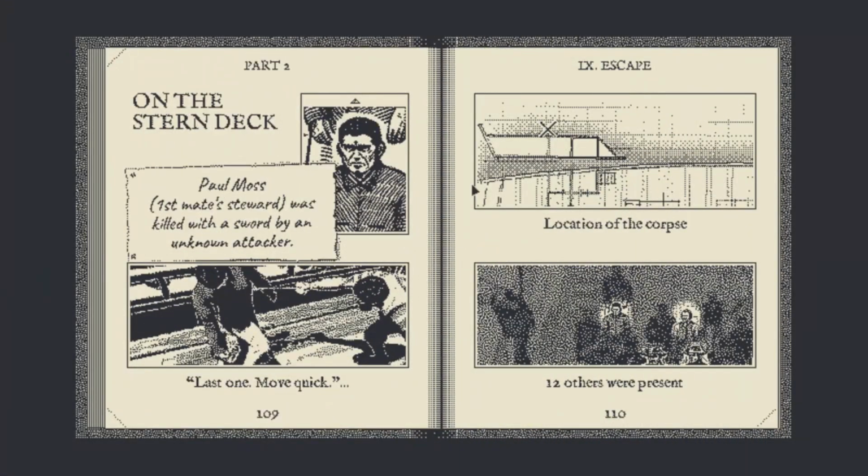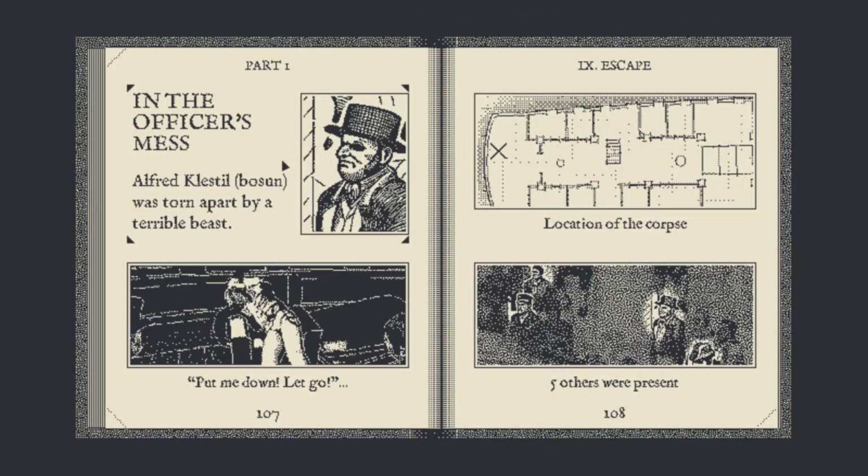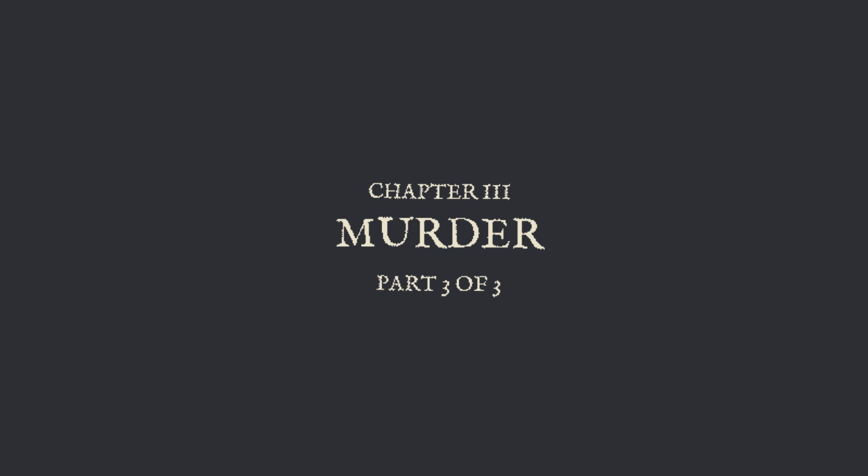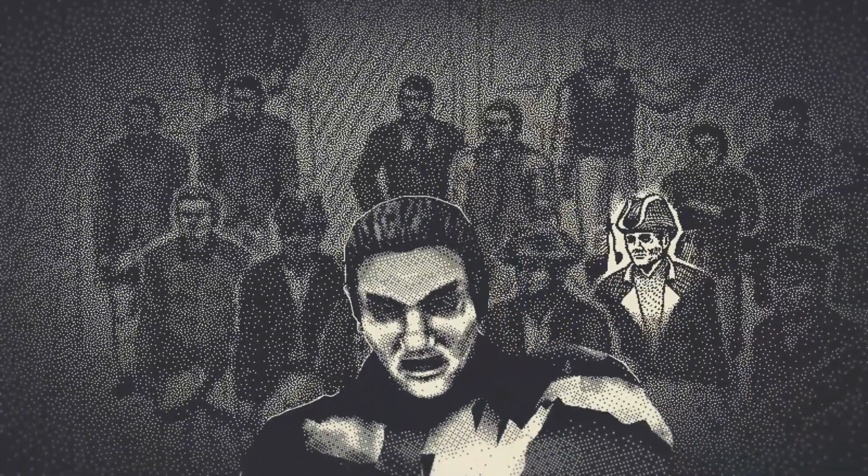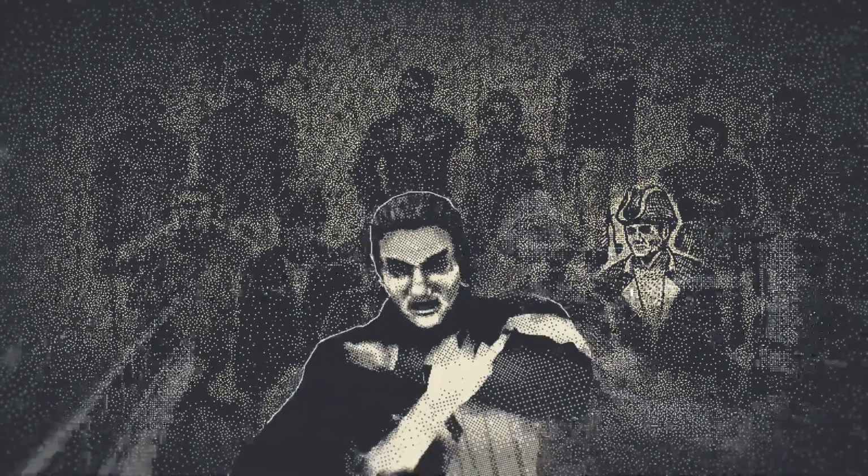So in part 2... Wait, I'm looking at the wrong part. You started with part 1. Okay, this is the memory that I saw her being dragged off in Murder Part 3. Who is she being dragged away by? Him? Who the fuck even is that?